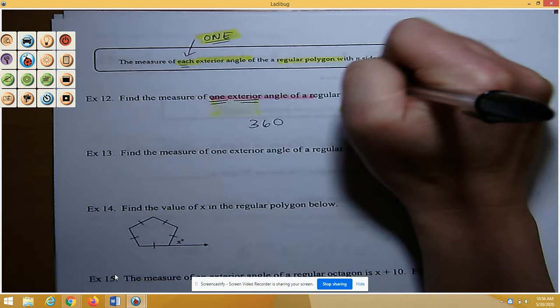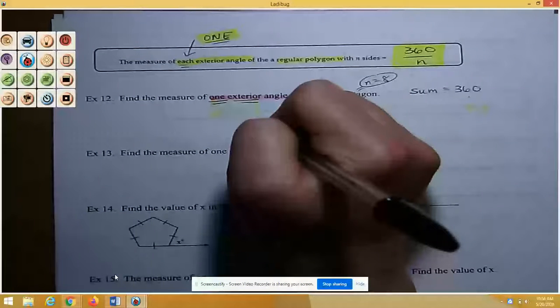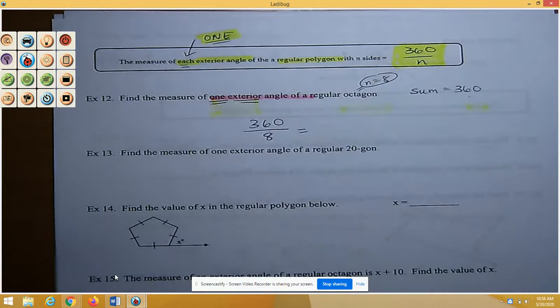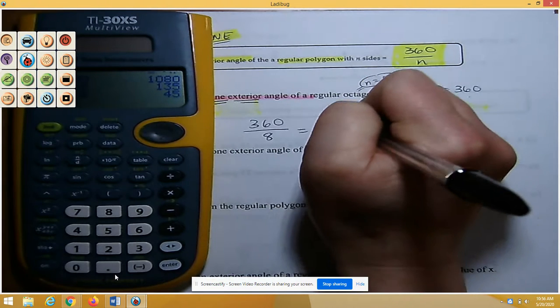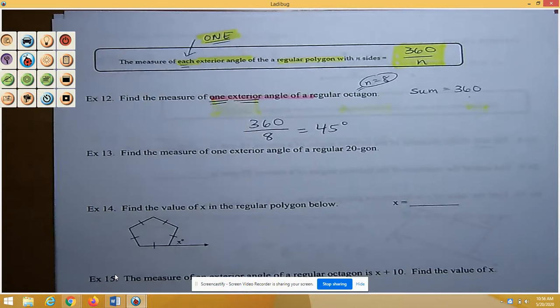So I have the sum equals 360. I'm going to divide by the number of sides, which is 8, and that's all that I need to do for this question. So I have 360 divided by 8, and I get 45 degrees. So it's a pretty quick calculation. The hardest part is reading each question for information. So I really would encourage you to highlight your work as you go along.